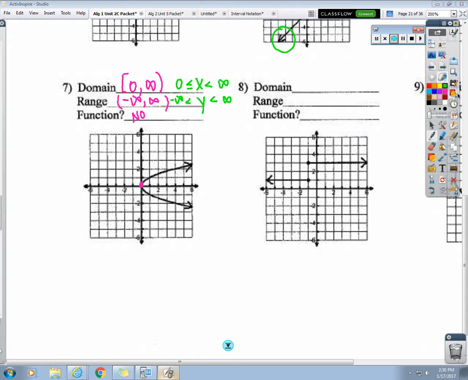Is this one a function? No. Look, if I drew a vertical line right here, it would hit it twice. Not a function.